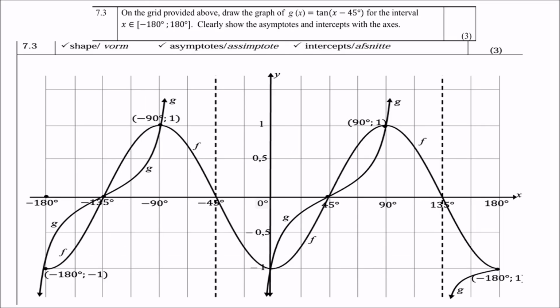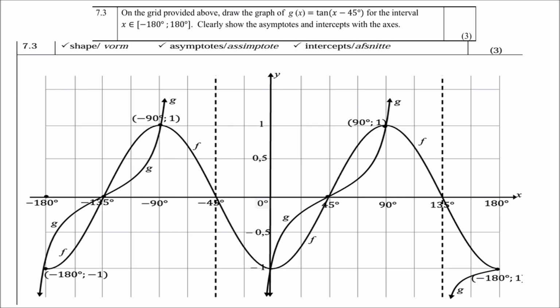7.3, on the grid provided, draw the graph of g of x equals tan of x minus 45 for the interval -180 to +180. Clearly show the asymptotes and intercept with the x-axis. Now be careful. What does x minus 45 mean? It means that the tan graph will shift 45 degrees to the right.